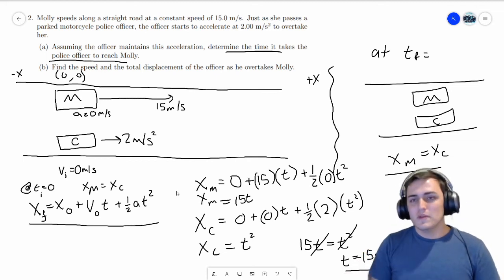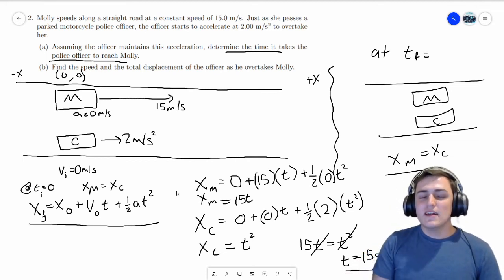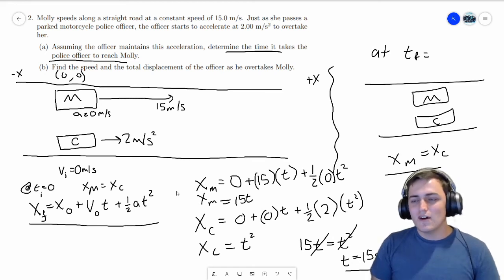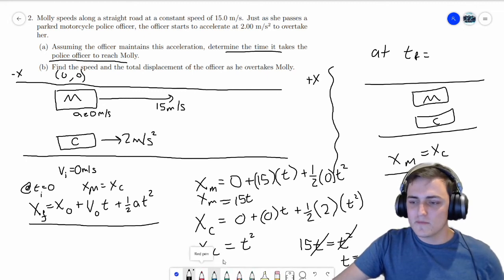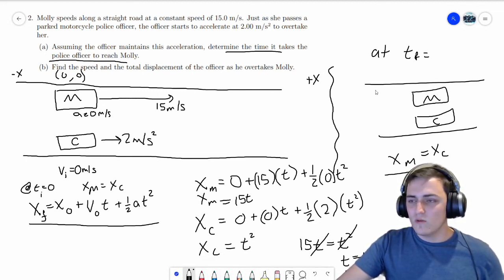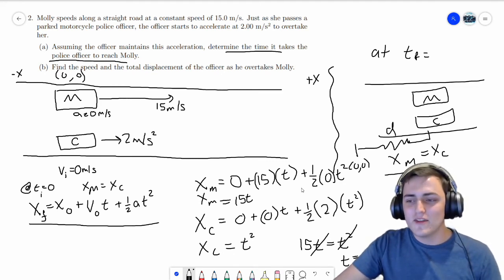Now, we're on to part B. So, what is the speed and total displacement of the officer as he overtakes Molly? So what we're looking at here is what is the total distance that he travels, right? He travels from here all the way back to the origin 0, 0. And this is distance D. So how do we find the distance he traveled?